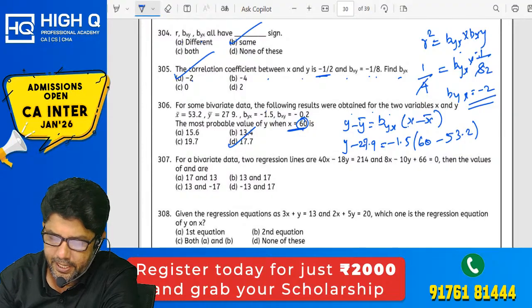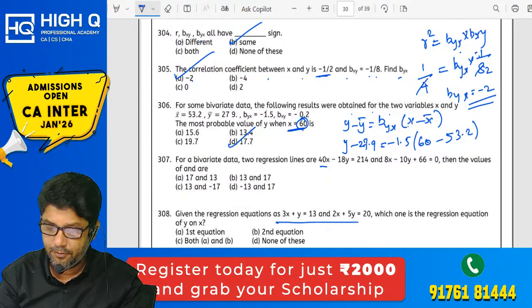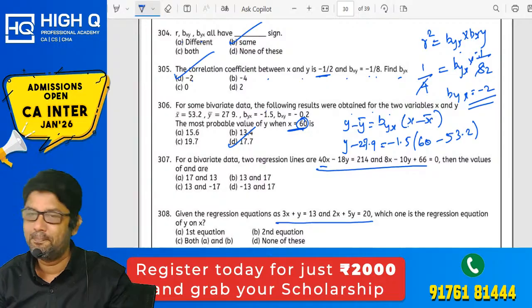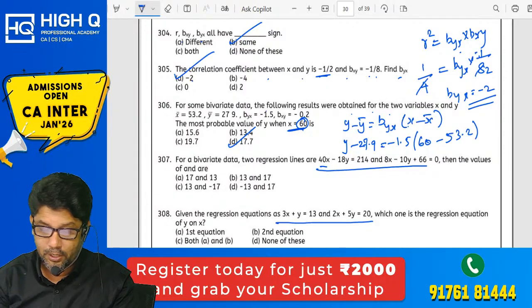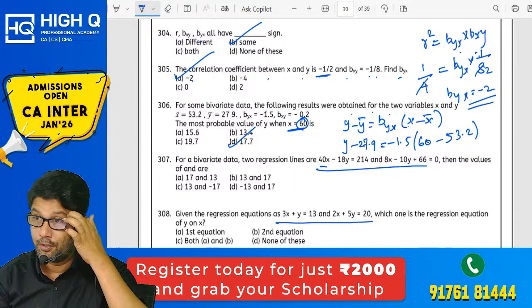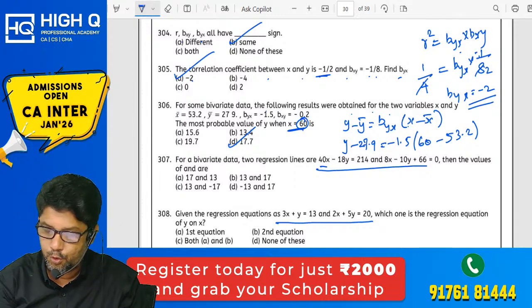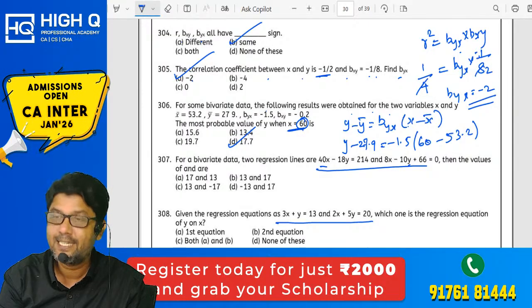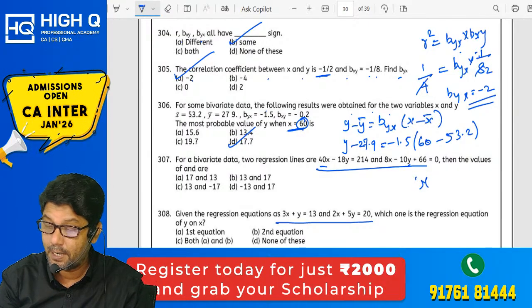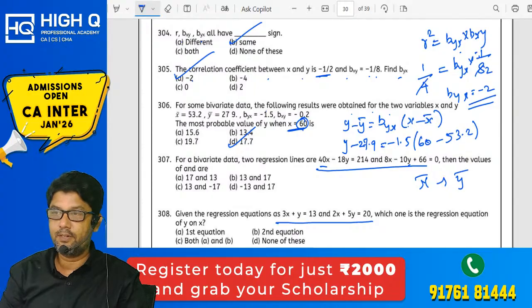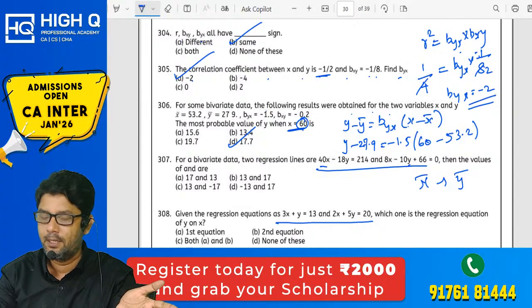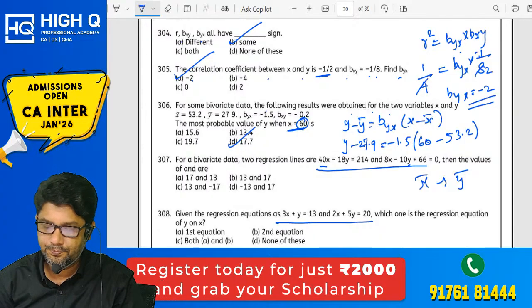Next one. For a bivariate data, two regression lines are 40x. Guys, this type of question, compulsory. You cannot ignore. Compulsory question. Now, two linear equations given. Then the values of x bar and y bar. This is what the question. Find the value of x bar and y bar. Nothing, solve it simultaneously, get the value of x and y. Okay, can you check, my dear, what is the answer?